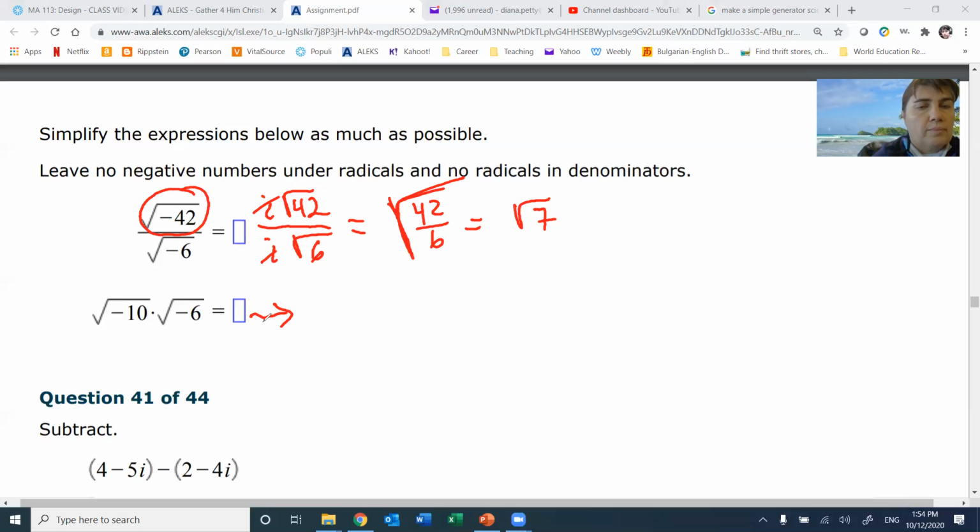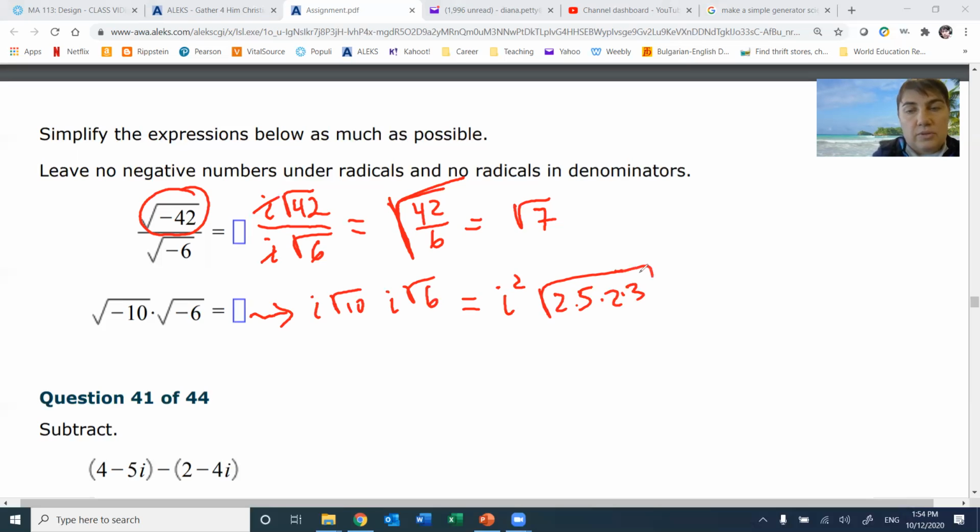Okay, so we need to get the i. Write in another i. So this is 2 times 5, and this is 2 times 3. I'm just seeing if I can get something out. And I can get the 2. There are two 2's. So this would come out as 2, whatever, it comes out like 2.